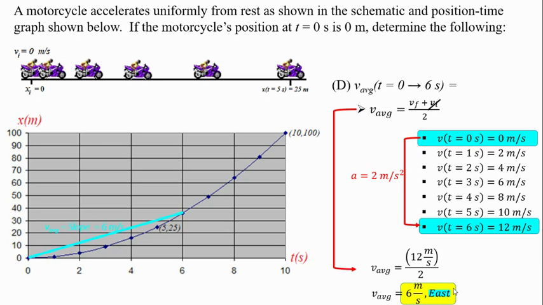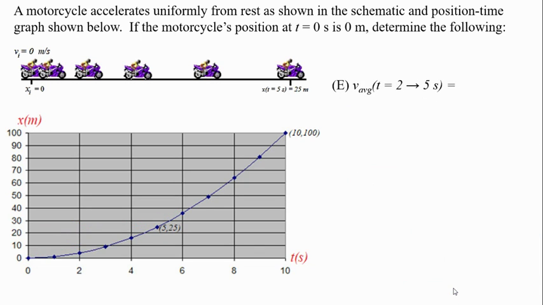So therefore the slope here is also 6 meters per second for the first 6 seconds. That's your average, okay? All right, let's do part E. Same concept here except the time is different. The time here is between 2 and 5. It's not bad, okay? Same strategy: average velocity is displacement over time.